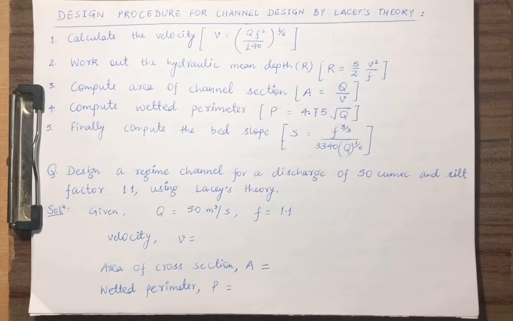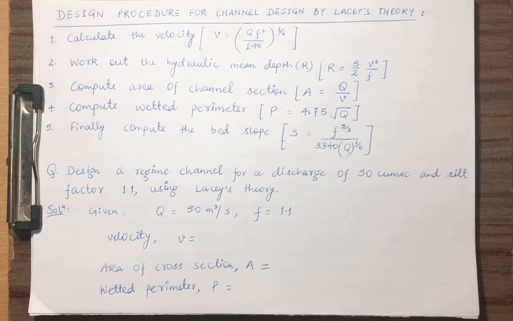So we have completed Kennedy's theory, and the numerical we have solved. We have seen Lacey's theory, why it was required, and how, due to the flaws of Kennedy's theory, Lacey tried to improve it, and we have seen the various theoretical portions. So now today we are going to design the channel with the help of Lacey's theory, whatever we have covered till now. This is how we are going to design.